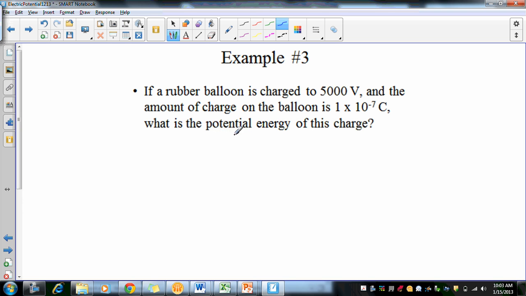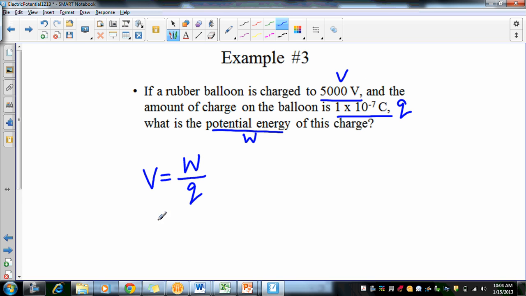All right, our last example is a balloon is charged to 5,000 volts. So that's going to be our V. And the amount of charge is 1 times 10 to the negative 7 coulombs. So this is our Q. What is the potential energy of this charge? So potential energy is equal to work. So V equals W over Q.